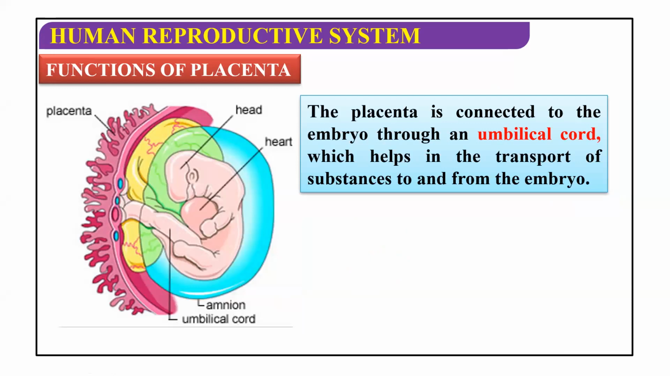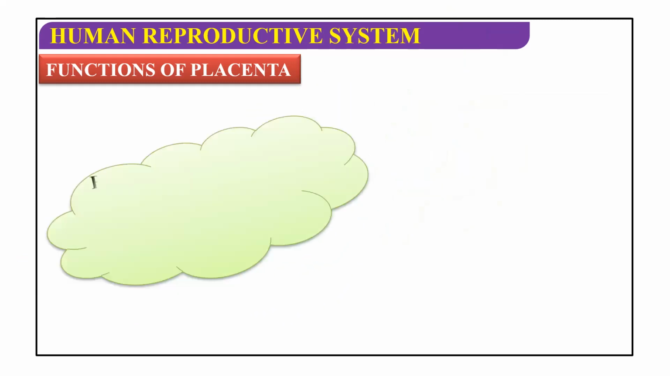Okay, then next, the placenta is connected to embryo through an umbilical cord, which helps in transport of substances. कसं जाणार आहे? So it is via this umbilical cord. The connection between the fetus and the placenta is the umbilical cord.